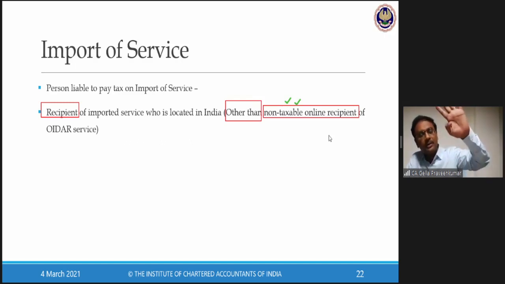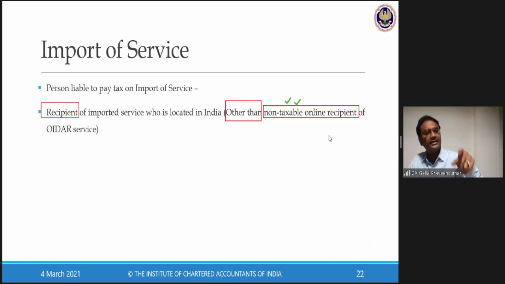Government, local authority, governmental authority, individual, or any other person who is not registered and receives the services other than for business, commerce, or profession, I shall be called a non-taxable online recipient. In case of this OIDAR, I will not pay tax. Who will pay tax? The service provider, OIDAR. The fellow who is supplying that service, that fellow will pay tax to the Government of India.